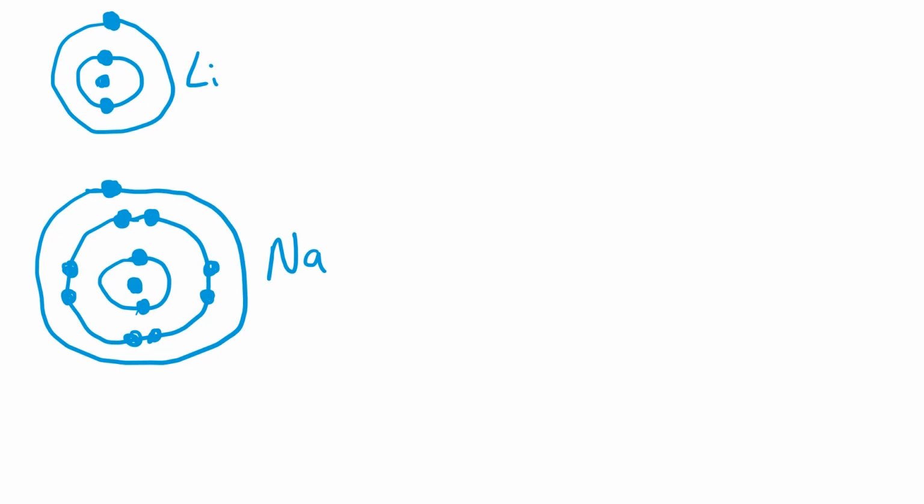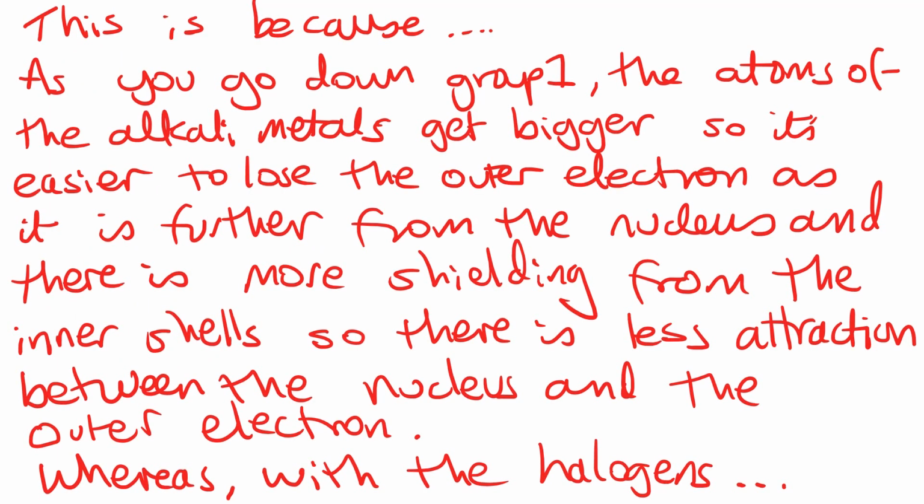So we'll add that to our exam question answer, and we'll say this is because as you go down group 1, the atoms of the alkali metals get bigger. So it's easier to lose the outer electron as it's further from the nucleus, and there is more shielding from the inner shells, so there is less attraction between the nucleus and the outer electron. Whereas with the halogens, we then need to consider the halogens.